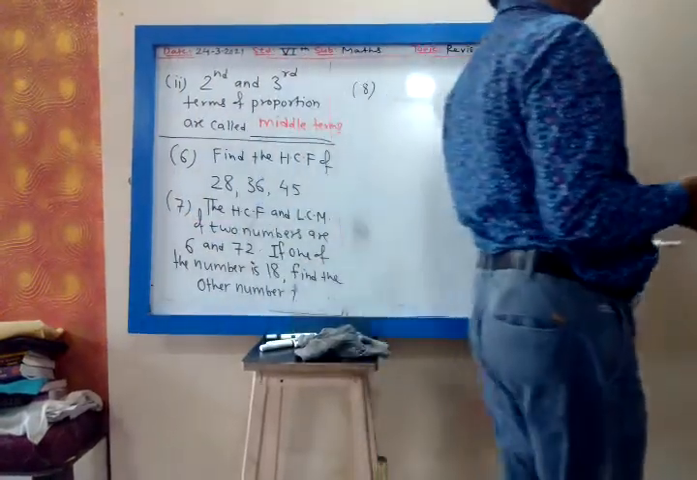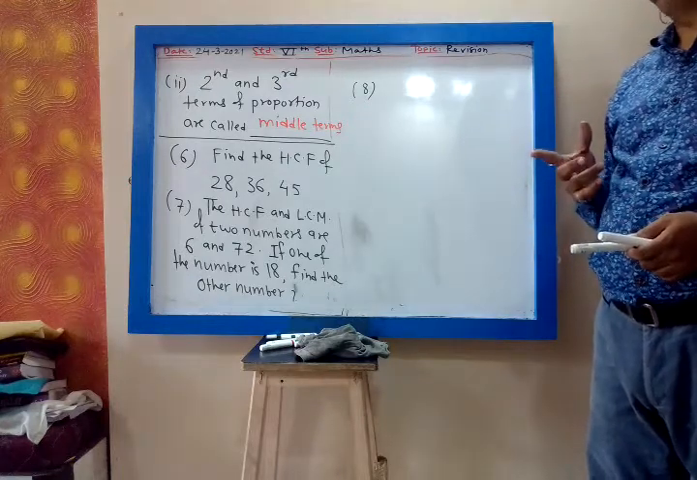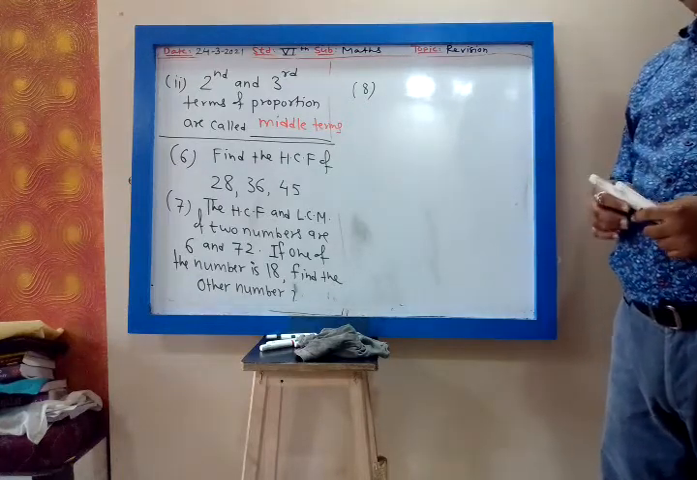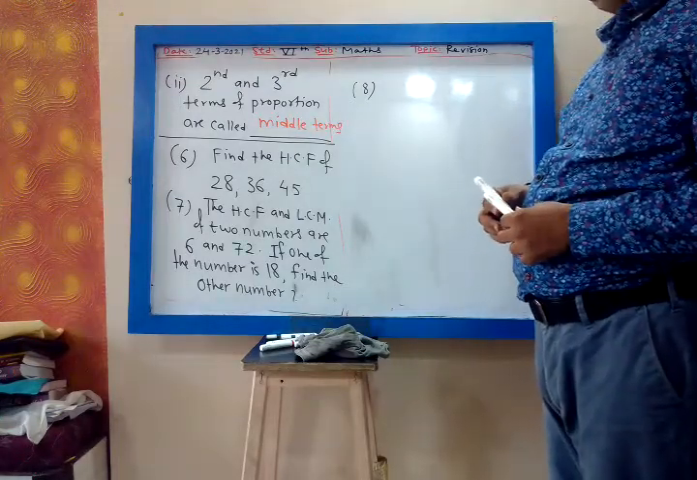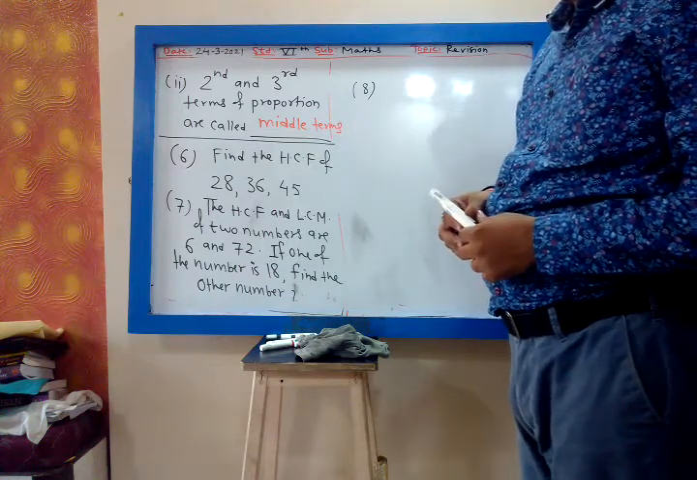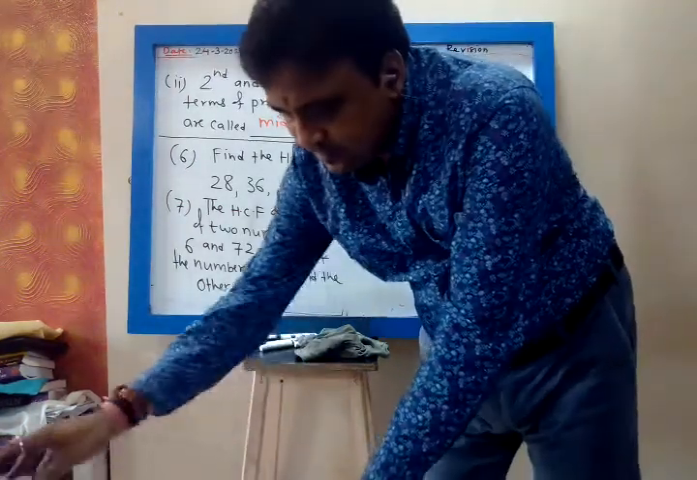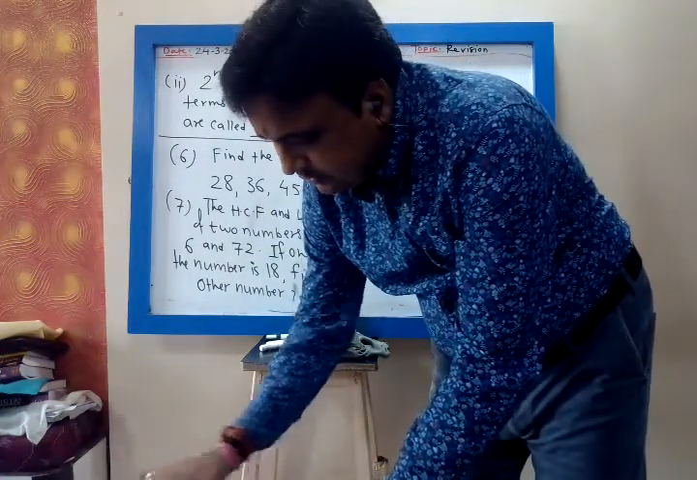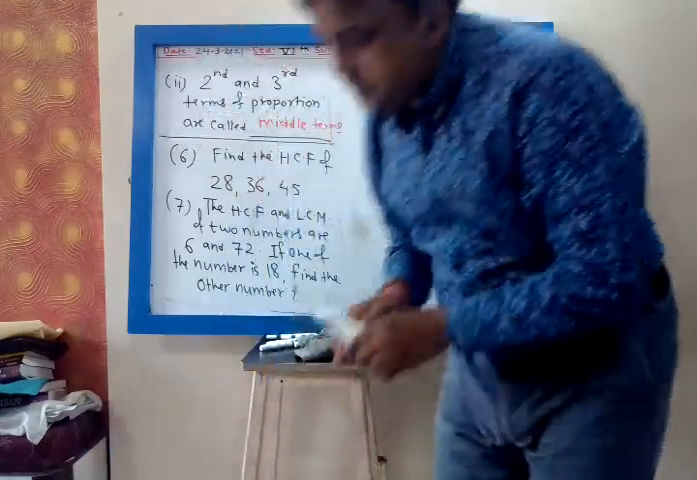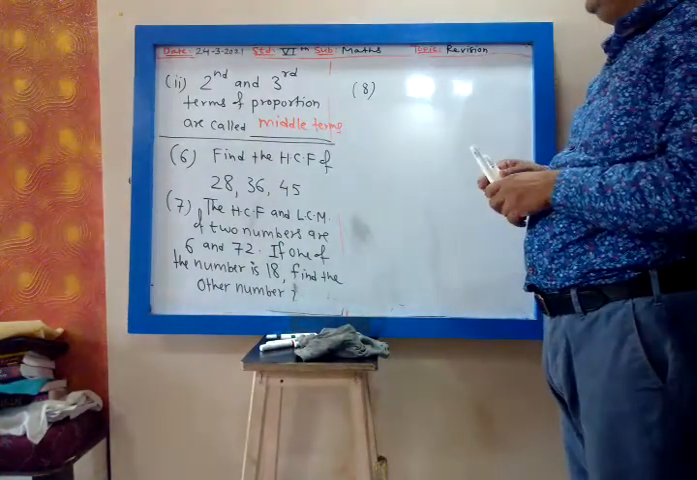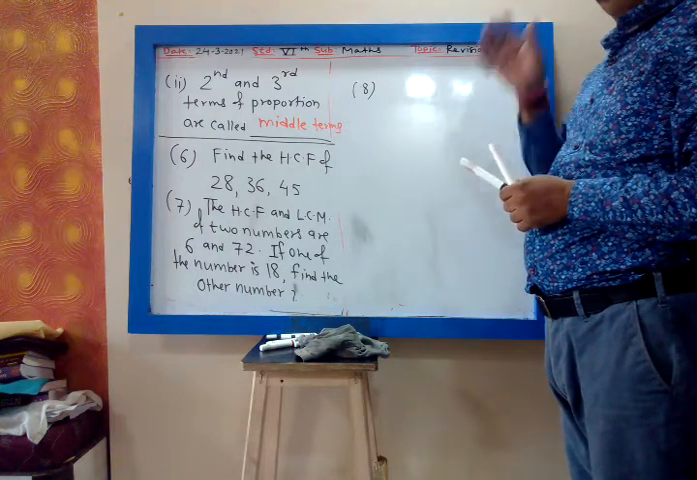My dear, if there is no common factor, then what is the SCF? 1. Seventh answer is 24. If there is no common factor, then SCF is 1. That you remember. Don't tell me 0. Then you start.